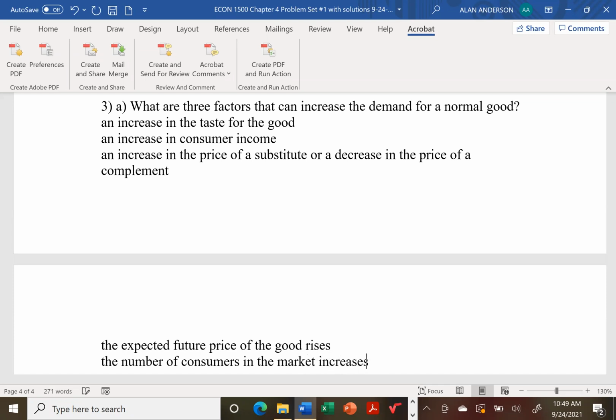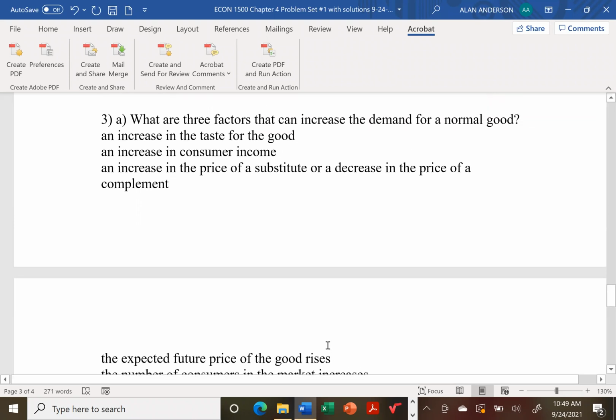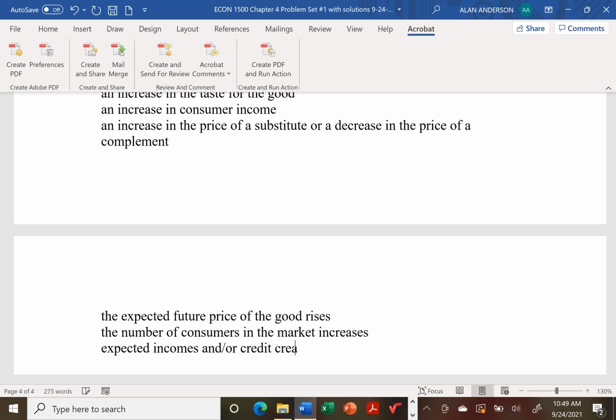That refers to the market demand as opposed to the individual demand, but still, that is a definite factor that can increase the demand for a normal good. And then finally, expected incomes and or credit increase. So in other words, if you expect your income to rise in the future or to have access to more credit, you might buy more of a product today because let's face it, we're all very impatient when it comes to buying things.